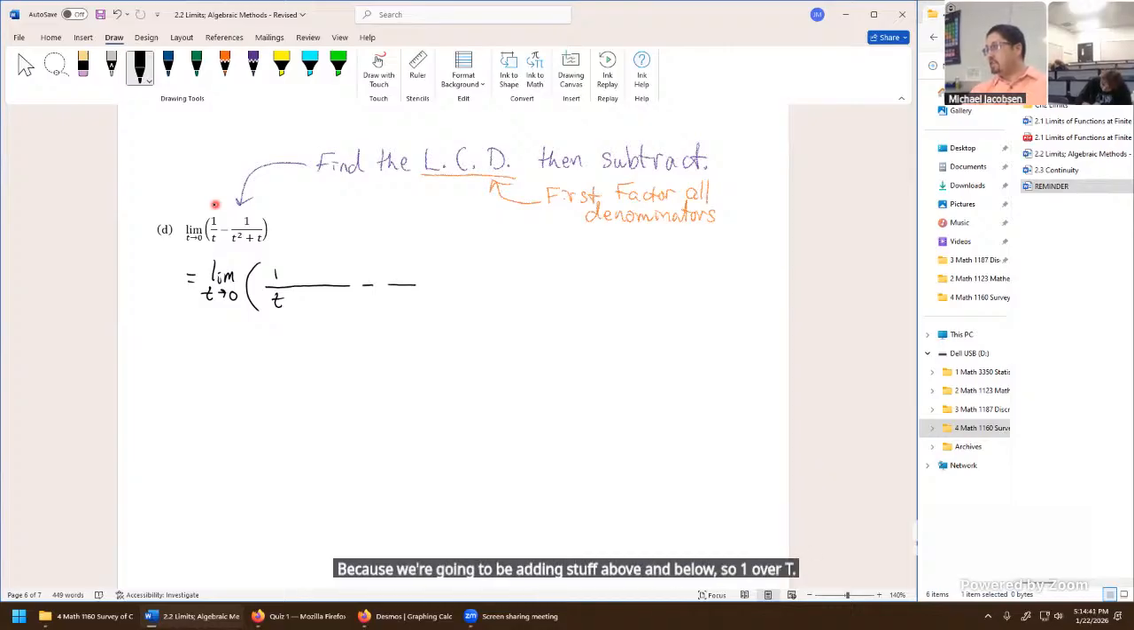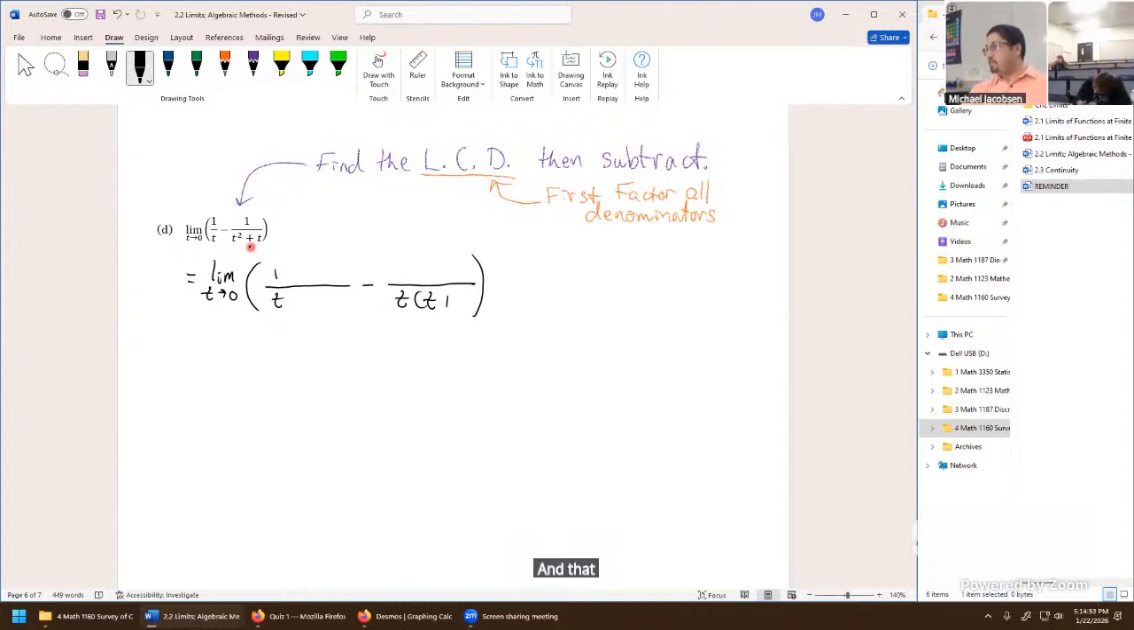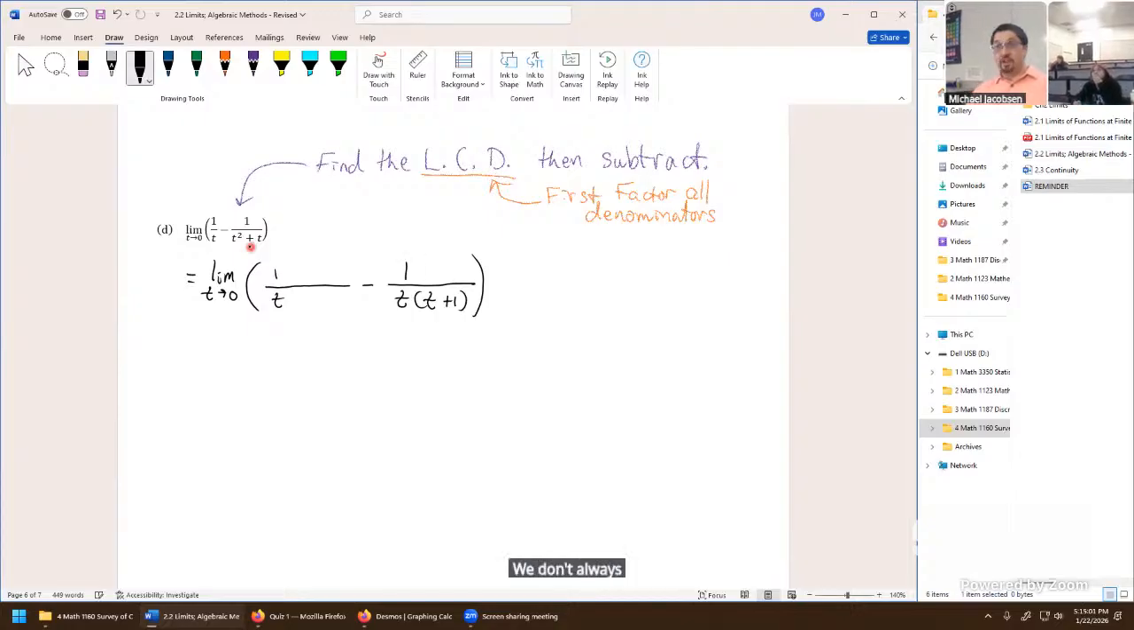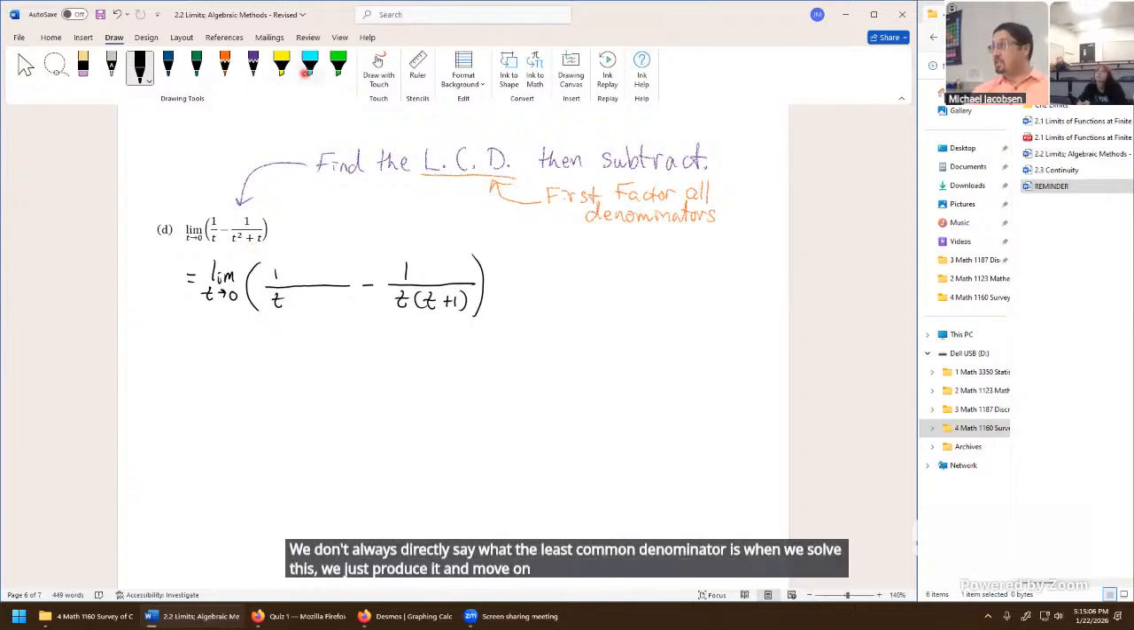So 1 over t minus, it probably didn't have to be that big, but let's go with that. Here, this is where we're going to factor. Just pull out the greatest common factor, which is t, and that leaves behind a t plus 1. And these problems are kind of weird in the sense that we don't always directly say what the least common denominator is when we solve this. We just produce it and move on to the next steps.